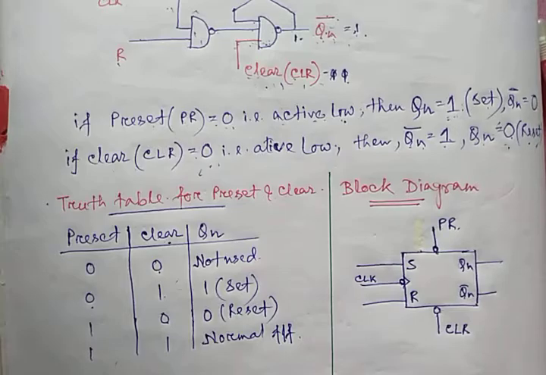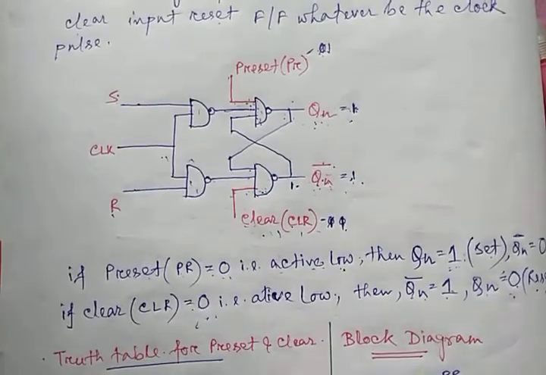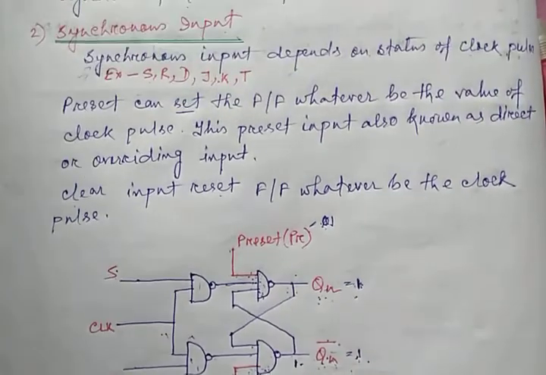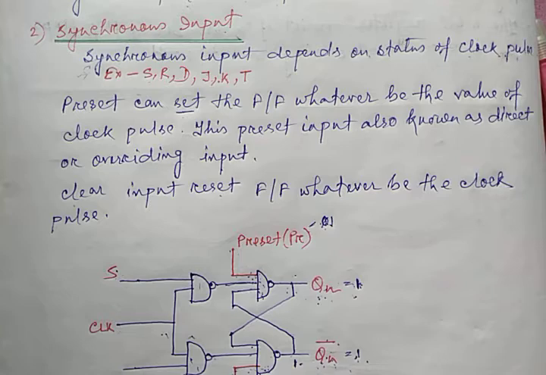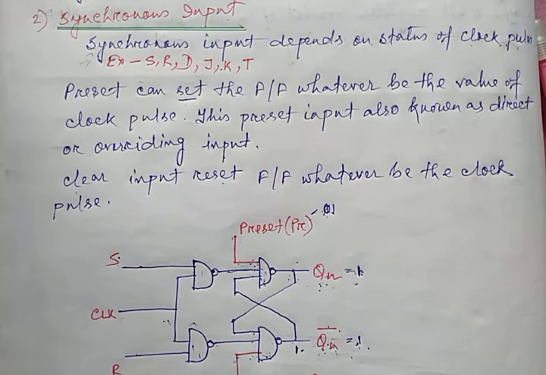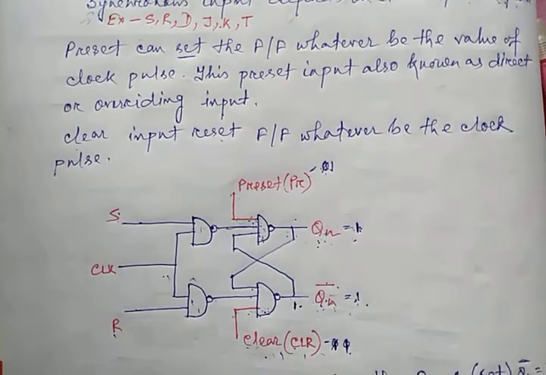Okay, so this is what we have about preset and clear in a flip-flop, which is very important for counter purposes. Whenever we want to clear the flip-flop value, we set clear as 0, and when we want to set the flip-flop value, we set preset as 0. Okay.